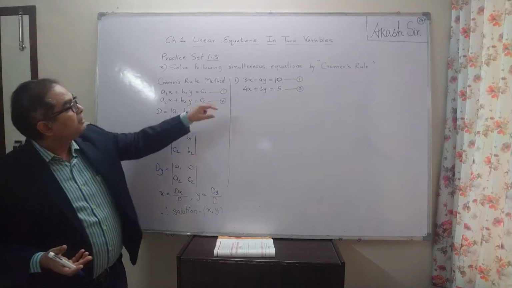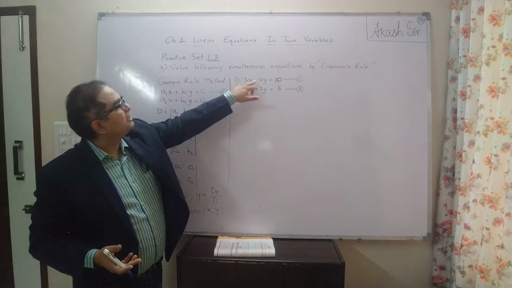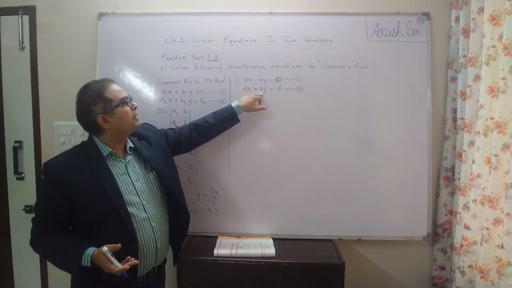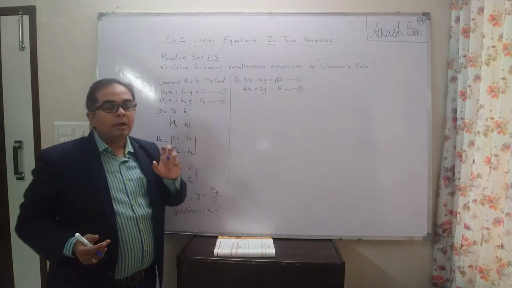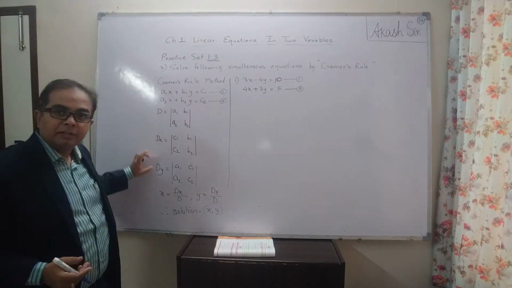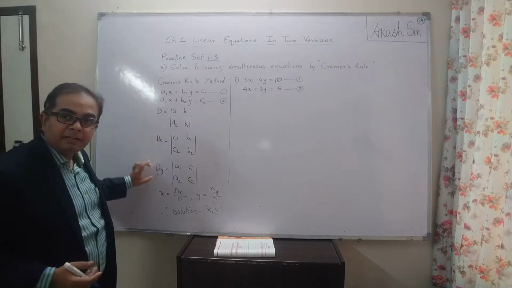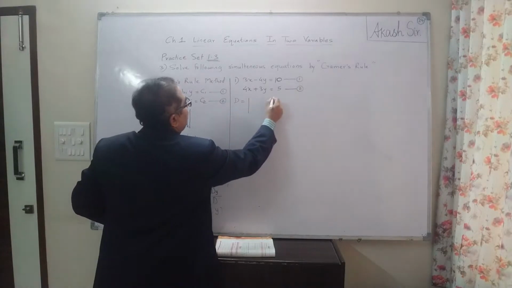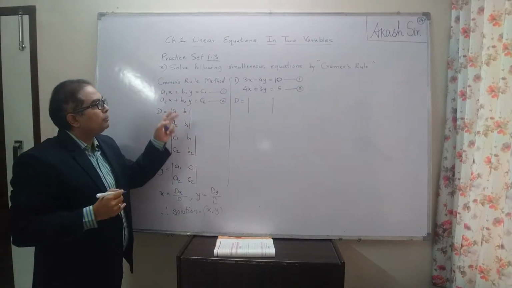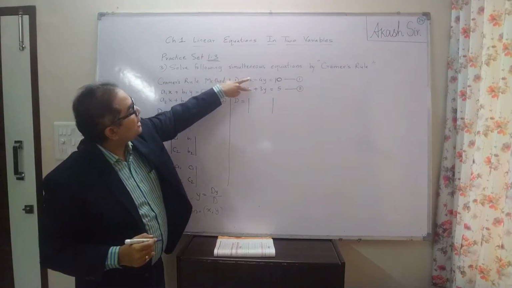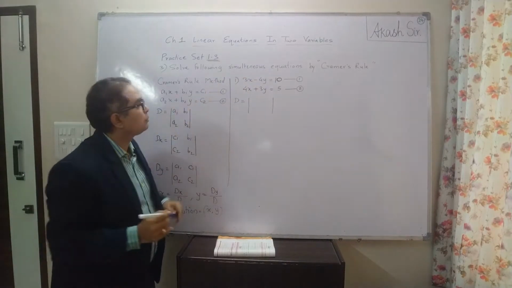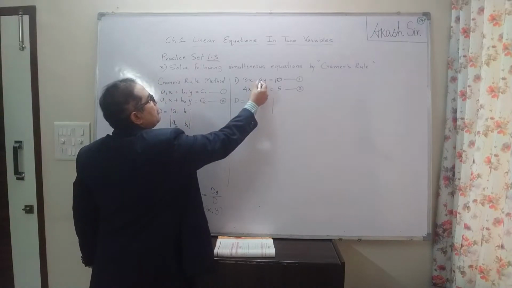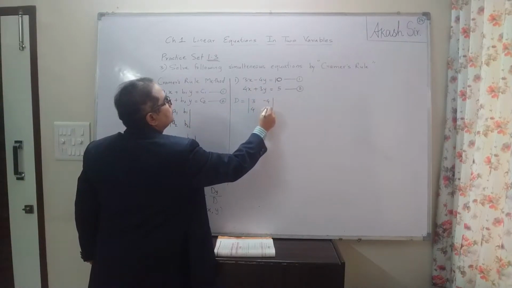See, first example: 3x minus 4y is equal to 10, equation 1, and 4x plus 3y is equal to 5, equation 2. How will you write the three determinants D, Dx and Dy? First one is D. How to write D? a1, a2, b1, b2, means coefficient of x and coefficient of y as it is. Coefficient of x: 3, 4. Coefficient of y: minus 4, 3.